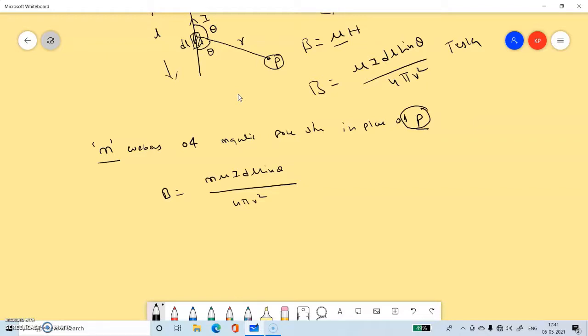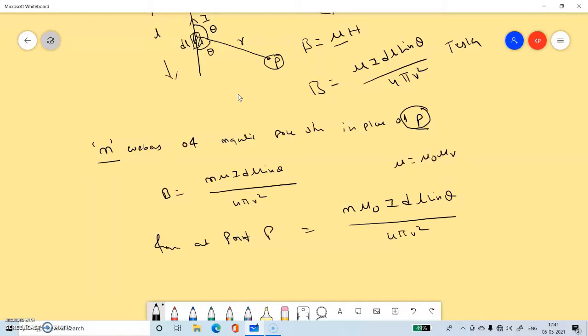Now the force on the magnetic pole, that means the force at point P, is equal to M into mu naught I dl sine theta divided by 4 pi r square. As we know, mu is equal to mu naught into mu r, where mu r is equal to 1 for air or vacuum. So I have substituted mu is equal to mu naught here, and my formula has become M into mu naught into I dl sine theta by 4 pi r square. Up to here, very clear.